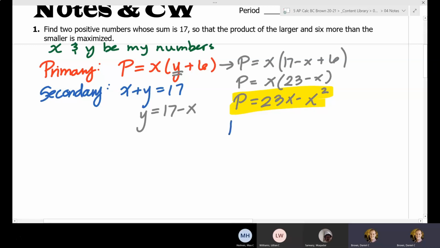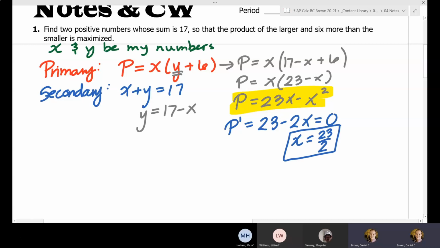So I'm going to go ahead and take the derivative of the product. That's going to become 23 minus 2x. And then critical points occur when the derivative is equal to 0 or when the derivative is undefined. This is just a polynomial, so I know that the derivative is never undefined. But I can go ahead and solve for x: subtract the 23, divide by negative 2, and x is 23 halves.